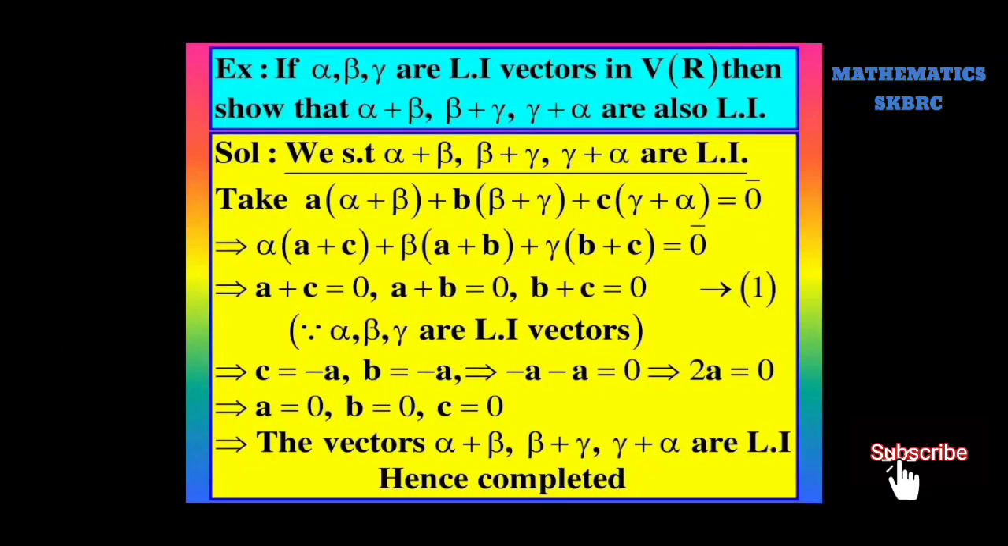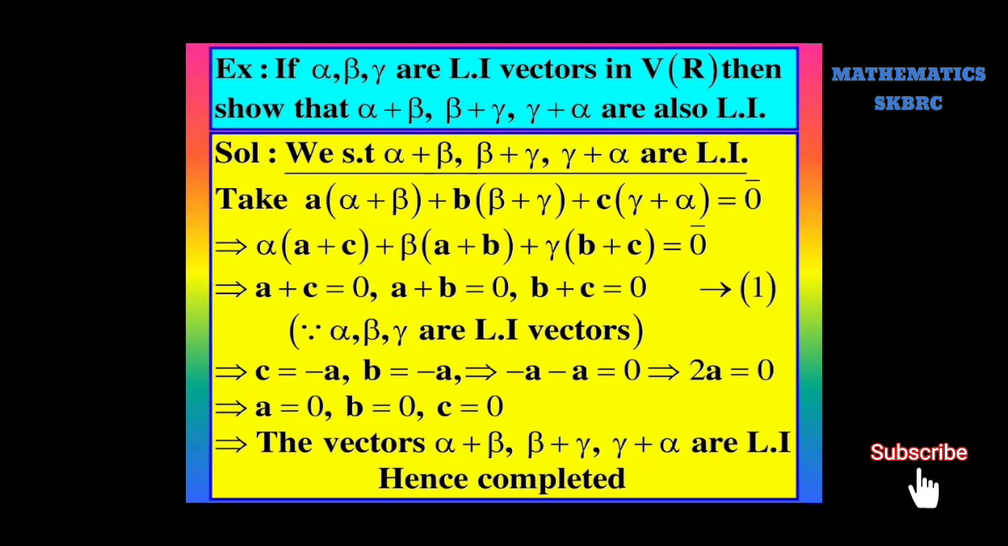Important result. If the vectors alpha, beta, gamma are LI vectors in V(R), then show that the vectors alpha plus beta, beta plus gamma, gamma plus alpha are also LI vectors in V(R). We show that the vectors alpha plus beta, beta plus gamma, gamma plus alpha are LI vectors. For proving the given vectors are LI or LD, first we take the linear combination equal to the zero vector.